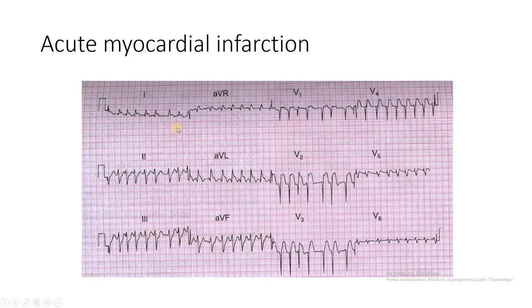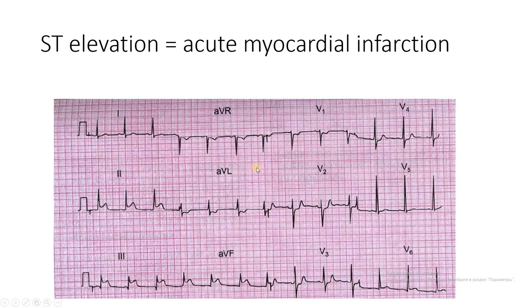ST elevation is one symptom of myocardial infarction. Next symptom, ST depression. ST depression also means the patient has acute myocardial infarction. And here in the second lead, third lead, and AVF lead, we can see ST elevation and we can say this is acute myocardial infarction.